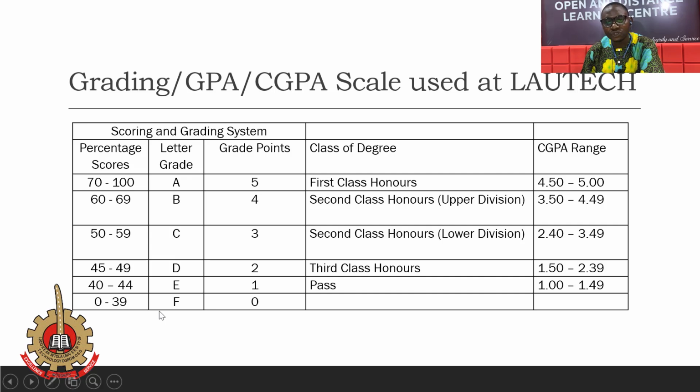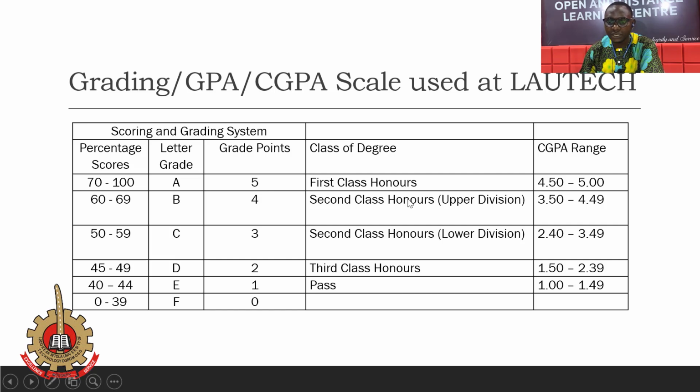Now, pay attention to this grade point. It ranges from 0 to 5. If you have an A, your grade point is 5. If you have a B, your grade point is 4. If you have a C, your grade point is 3. If you have a D, your grade point is 2. If you have an E, your grade point is 1. If you have an F, your grade point is 0. This grade point is what will be used to calculate your GPA and CGPA.